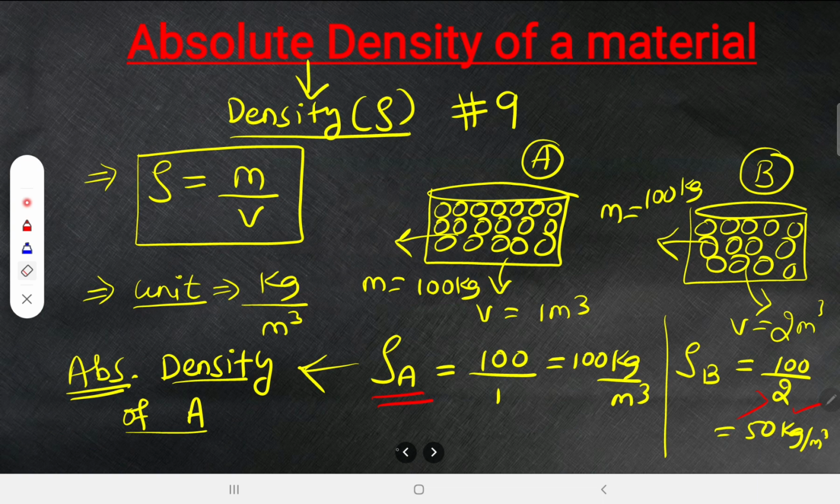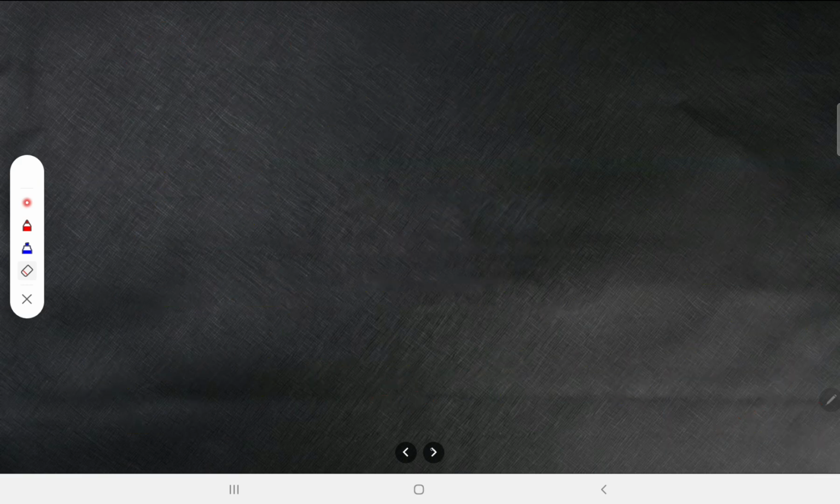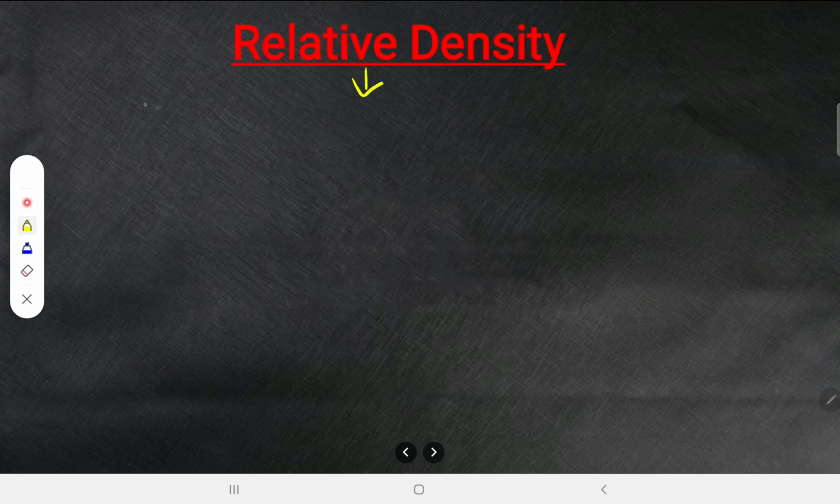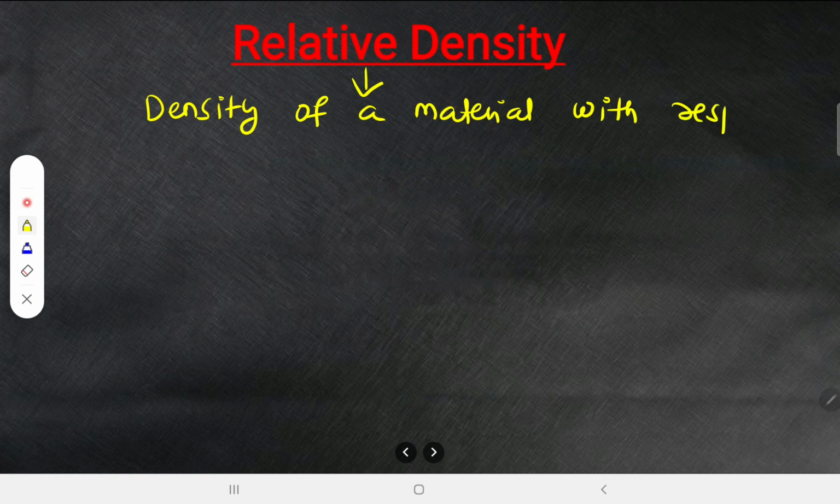Now let me make it very clear to you. What is the meaning of absolute density? Absolute density means just find out the density of that material. How much mass there is in the given volume gives the absolute density. Now relative density has a very simple definition: density of a material with respect to another material.